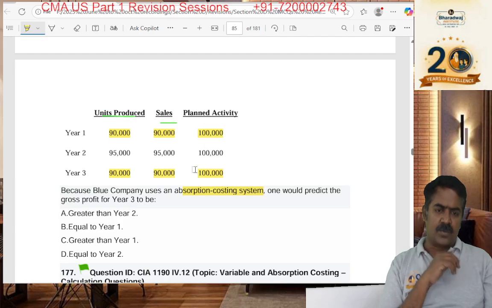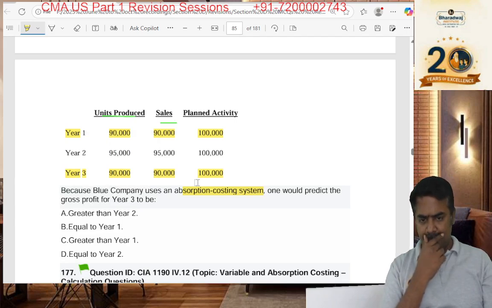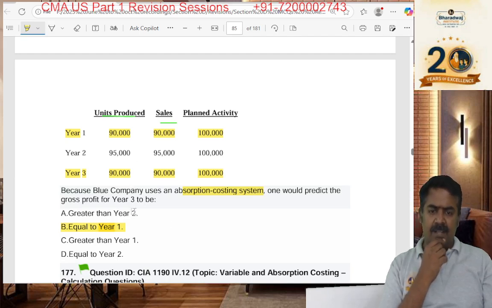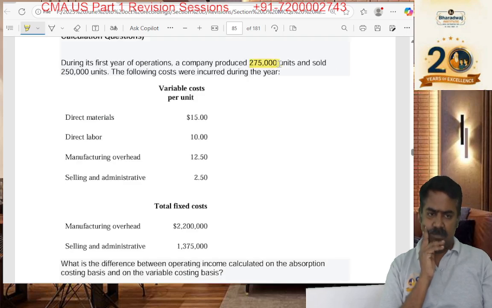Because the cost would have been assigned based on planned activity. So whatever is the profit or loss in year 1 will be equal to year 3. It will not be like year 2, showing more profit. It cannot be greater than year 2 because we sold fewer units, so profit cannot be more than that. It cannot be greater than year 1 because the same units are sold. It cannot be equal to year 2 because in year 2 we sold more units. So it will be equal to year 1.